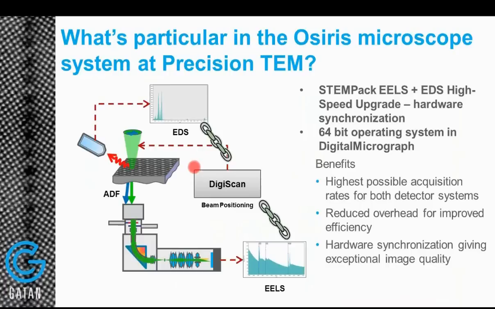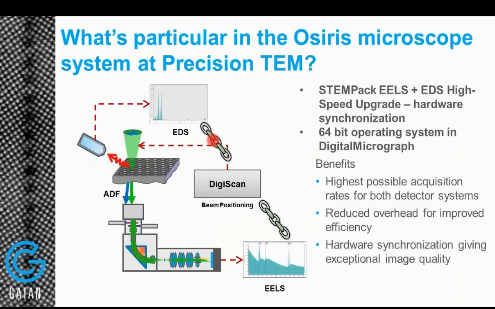So let me tell you very quickly what hardware synchronization means. Hardware synchronization is where we synchronize the EELS camera readout, DigiScan, and also EDS through hardware. In this particular case, every time we read out an EELS spectrum, a pulse is sent to DigiScan. It basically tells DigiScan to advance the beam onto the next pixel. The EDS detector is connected directly to DigiScan. The advantages are that we can have a much higher spectral rate, we can reduce overhead for improved efficiency, and we can also increase the quality of the images that we collect during our acquisition.